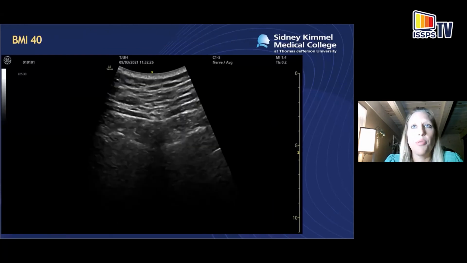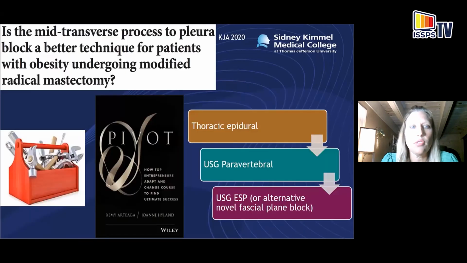Here's another thoracic image, and you can see here midline and the transverse process. So I've talked a lot about achieving the optimal image for the obese patient, but it can be quite difficult, and serious complications can result, such as accidental dural puncture, epidural hematoma, spinal cord injury, and pneumothorax, especially when you're doing thoracic regional anesthesia. Specifically talking about paravertebrals.